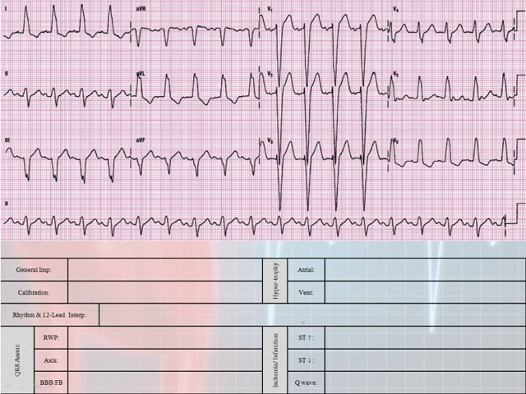Here is another 12 lead. My general impression when I first look at it, it looks wide, and just by glancing at it, it looked fast as well. Calibration, unfortunately the thing kind of cut off my calibration marker, but there it is way over there. So my calibration is standard.